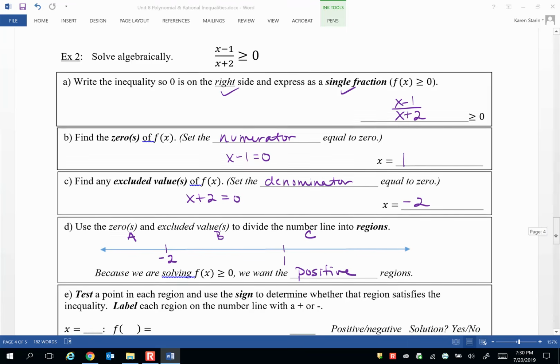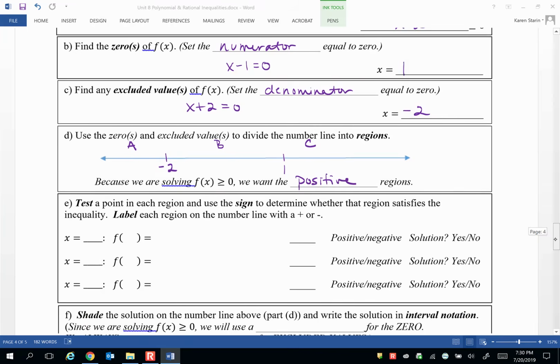So let's start crunching some numbers here. Let's choose x equals -3 for section A. So f of -3 is (-3 minus 1) over (-3 plus 2), so that equals 4. It's positive. So is it a solution? Yes, it is. x equals 0 is between -2 and 1. I love when we can use 0 as a test point because we have a very quick evaluation. So that's -1/2, and that's negative, so it's not a solution.